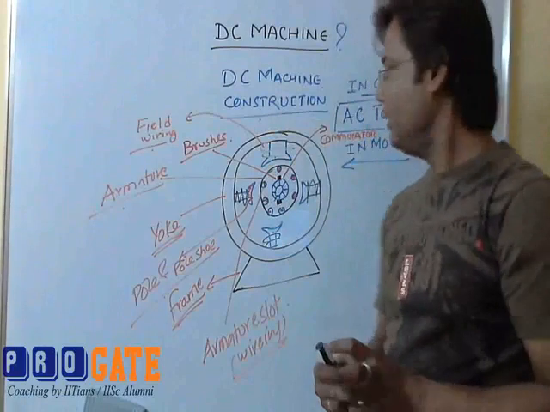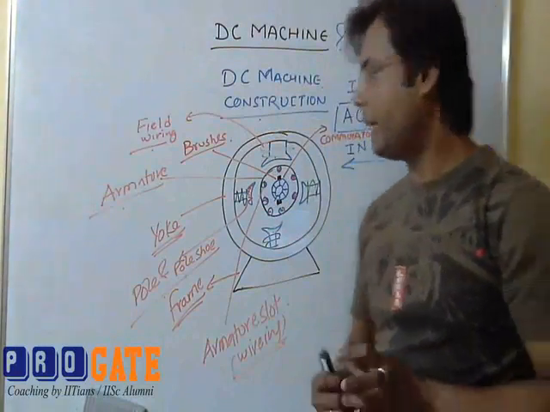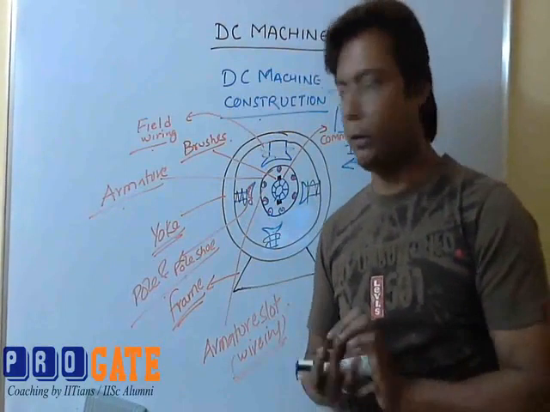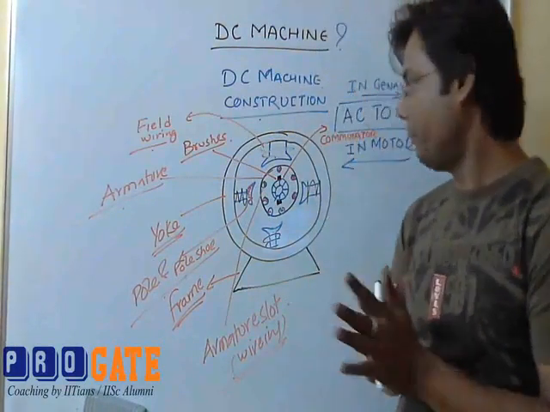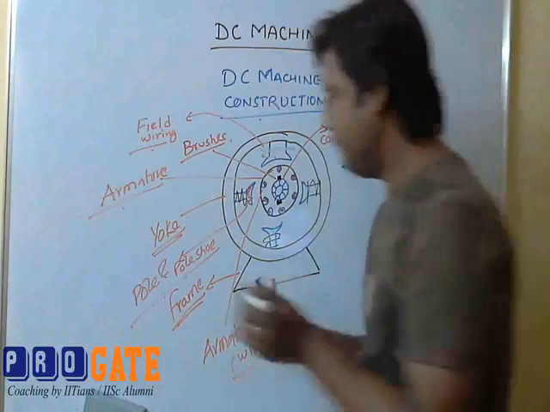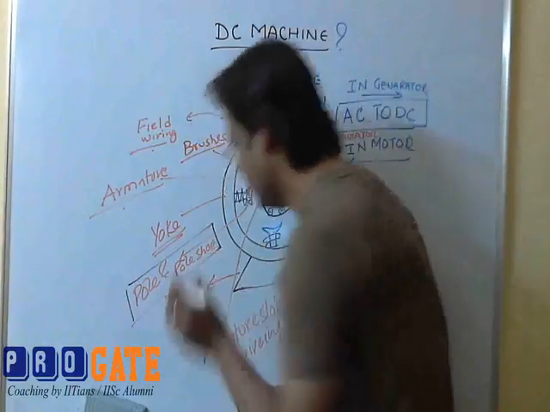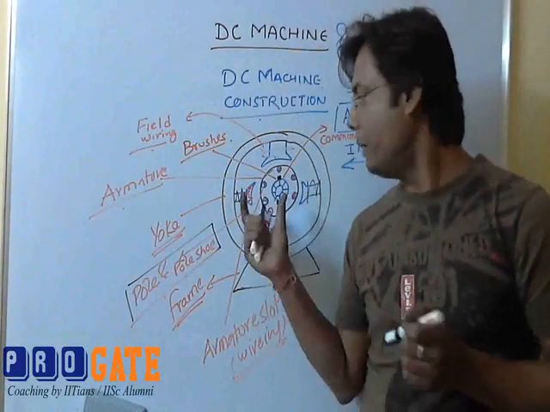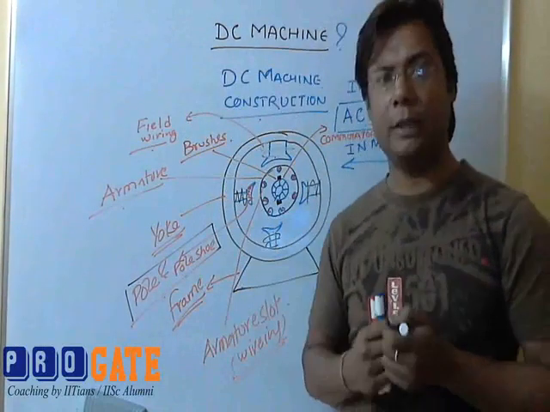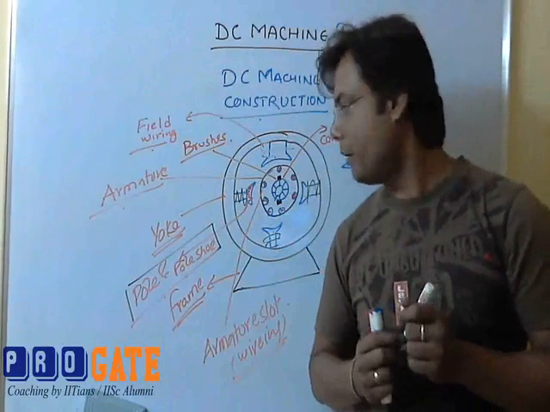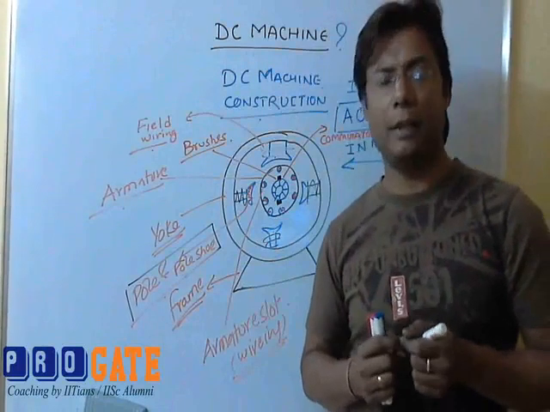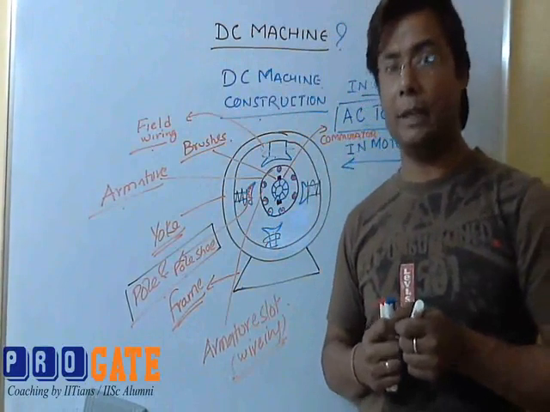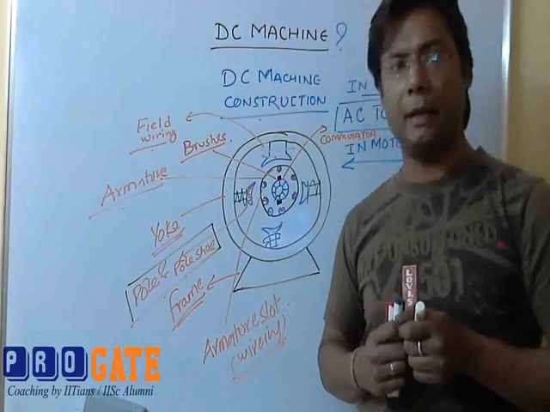So now coming again to the construction, what is the use of what. Now coming first of all to the pole and pole shoe. As I said, these poles are mounted on the yoke of the machine, and they serve the purpose of providing the electrical energy to the machine in the magnetic domain.